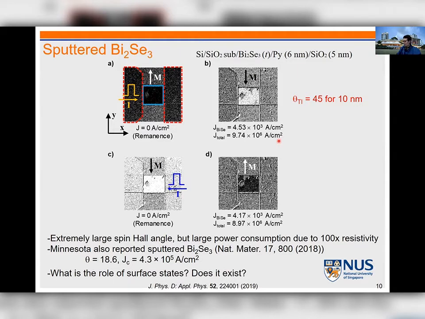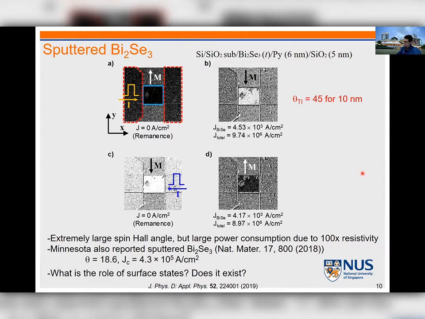However, once we calculate the total power consumption, there is no advantage because our film turned out to be about 100 times more resistive compared to our MBE films. So the question is, what is the role of the surface state in the case of this sputter-based growth, because the film is not crystalline, and whether the surface state even exists.